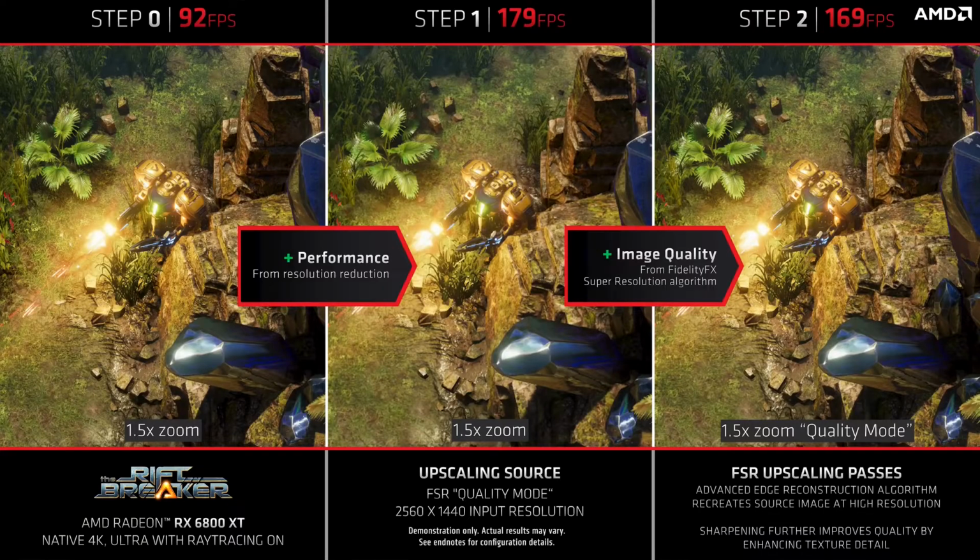FidelityFX Super Resolution's upscaling produces a high-resolution frame from a lower resolution input. It uses an advanced algorithm that we developed and hand-optimized. FSR delivers a superb performance-to-quality ratio and near-native resolution quality gaming experiences with super high-quality edges and distinctive pixel detail.